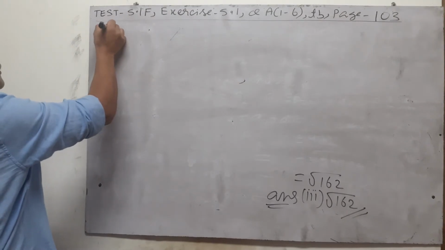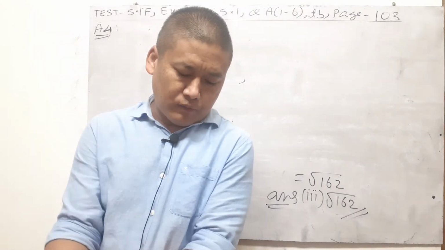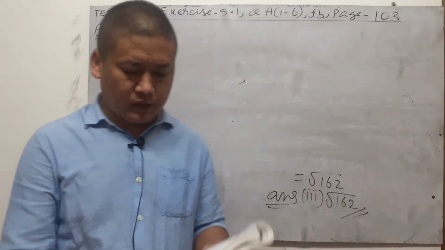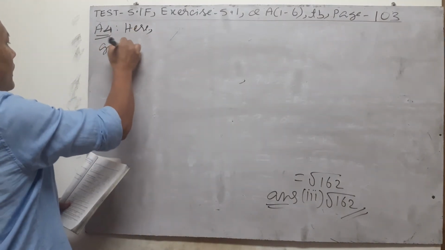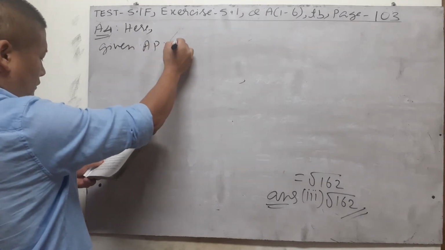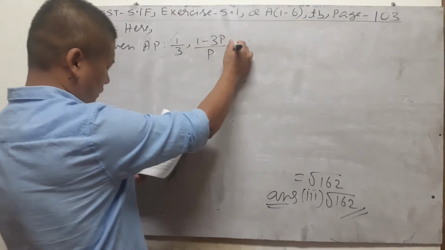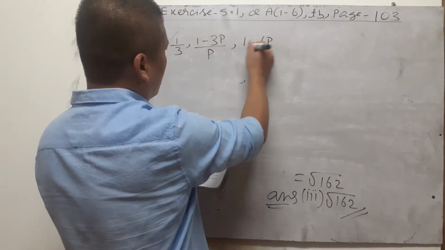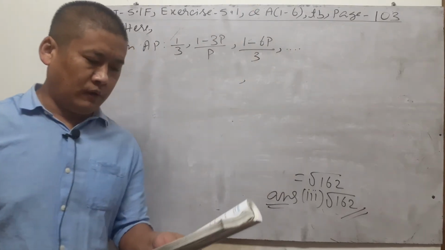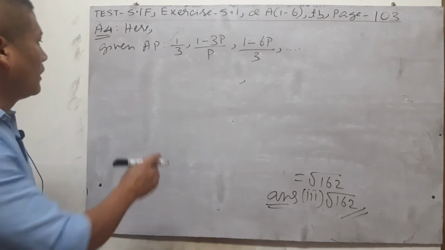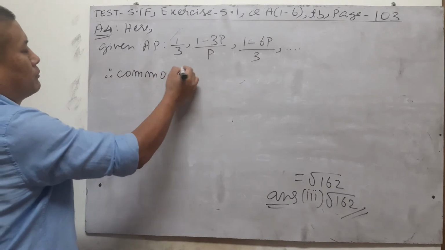Let me write here A4. Here the common difference of the AP 1 by 3, 1 minus 3p by 3, 1 minus 6p by 3 is what? So, like we've been doing, the given AP series is 1 by 3, 1 minus 3p by 3, 1 minus 6p by 3, etc. And we have to find the common difference. So here it's quite easy, I think.